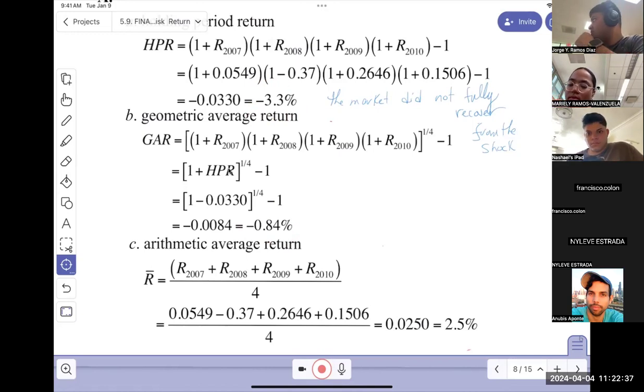Any questions about that calculation? So for every dollar invested each year, there was a loss of about a cent. That negative 3.3 is throughout all the years, and the 0.84% is like the average per year, right? Exactly, exactly.